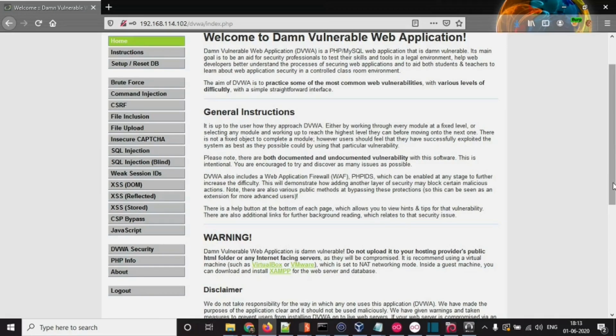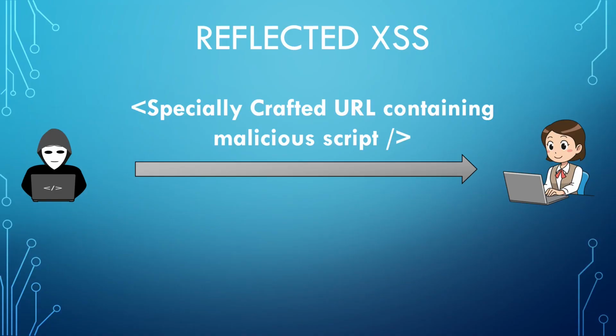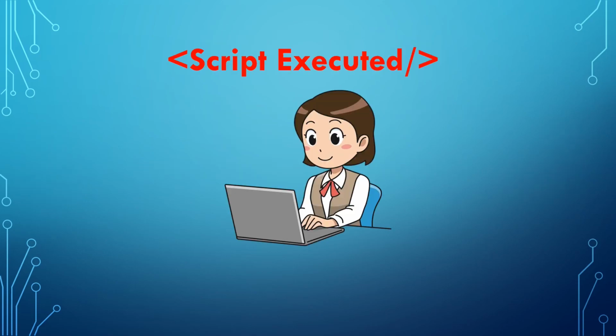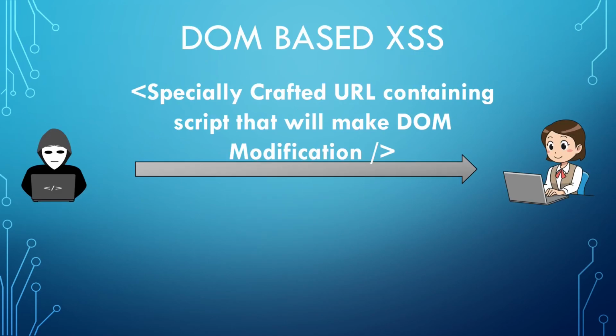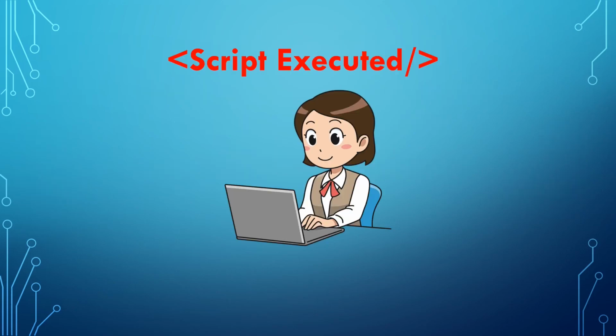Let me tell you the difference between them. In case of reflected XSS, the attacker crafts a special URL containing a malicious script. This URL is sent to a victim user. When the victim user clicks on this URL, the script will get executed. In case of DOM-based, again, a specially crafted URL is needed. However, this URL will make some modification into the DOM of the application. When the user interacts with this modified DOM, the script will get executed.